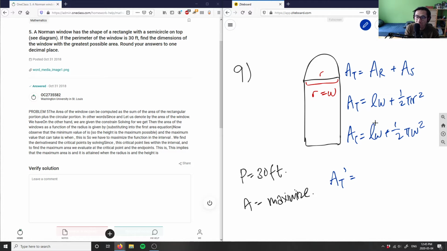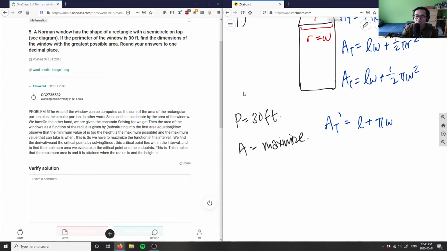If I take the derivative of that, the LW just becomes L, and then plus, I'm going to bring the 2 down. 2 times half equals 1, and I still have pi, so this would simply be pi times w. So the derivative of the area is L plus pi w. And what we can do is we're actually given our perimeter formula as well. Let me label this as number 1.